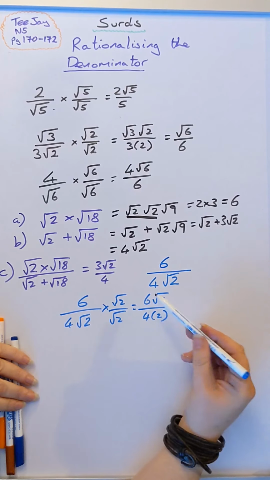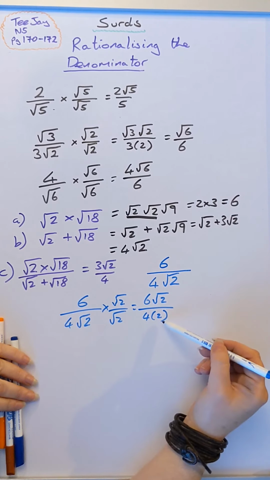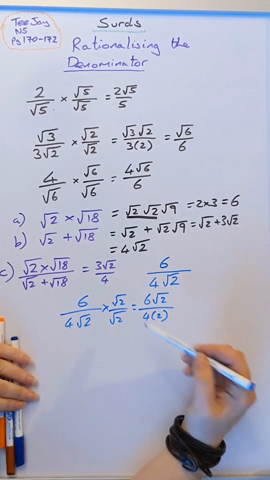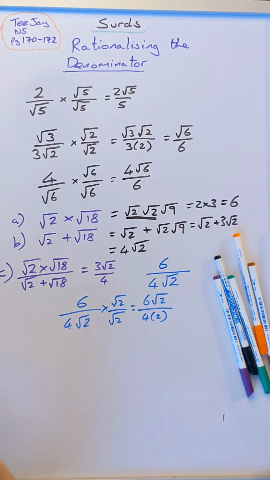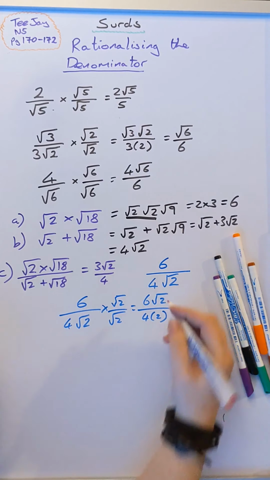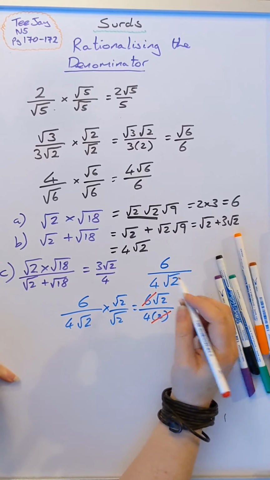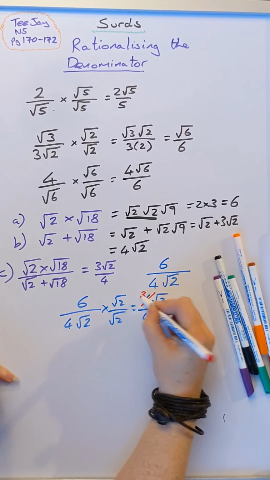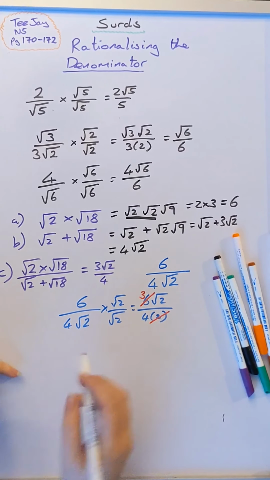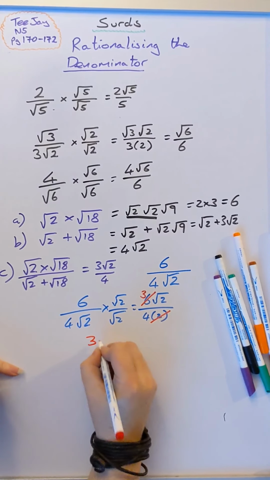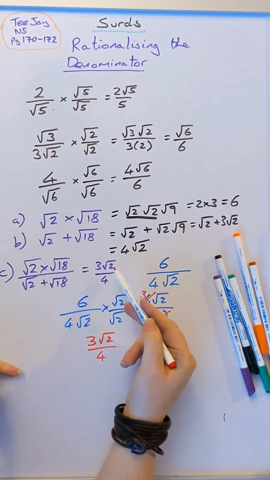What I've got here is even top and bottom numbers. So rather than multiply that up to 8, I'm actually just going to cancel down right now. So I'm going to cancel that 2 with this 6. And that gets that 6 down to a 3. So what I've got here is 3 root 2 over 4 as required.